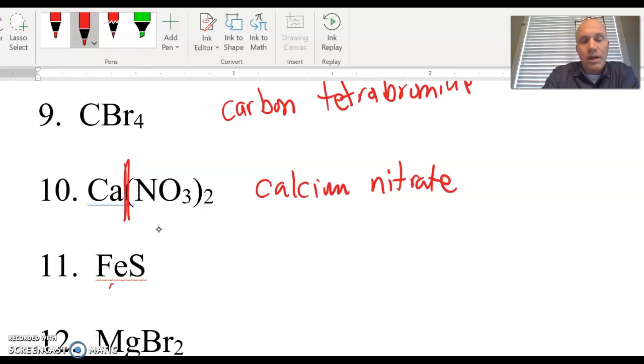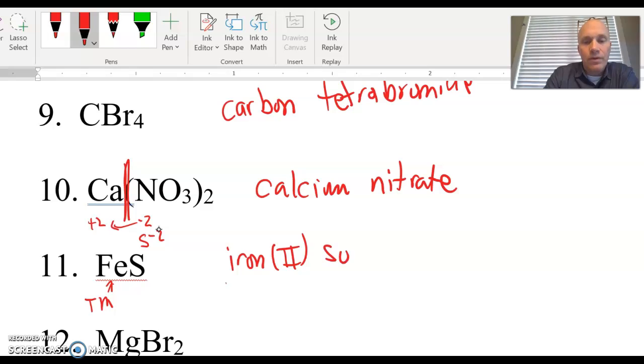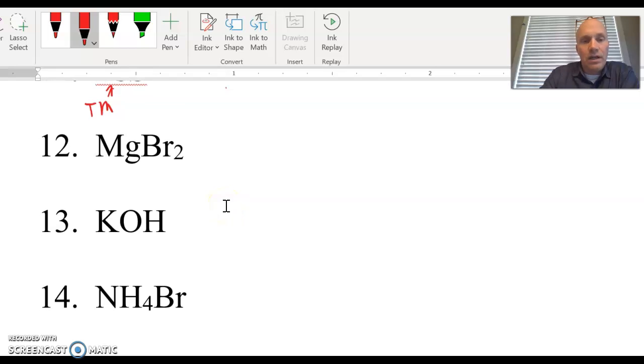All right, this one right here, iron, that's a transition metal. So we've got to figure out, all right, so there's this one right here, that's a monatomic ion. Its sulfur's charge, it's like this. There's only one of them, which makes it a total of -2 charge. That's got to be balanced by +2. And there's only one of these. So this is iron, Roman numeral 2, sulfide. All right. This guy is magnesium bromide.